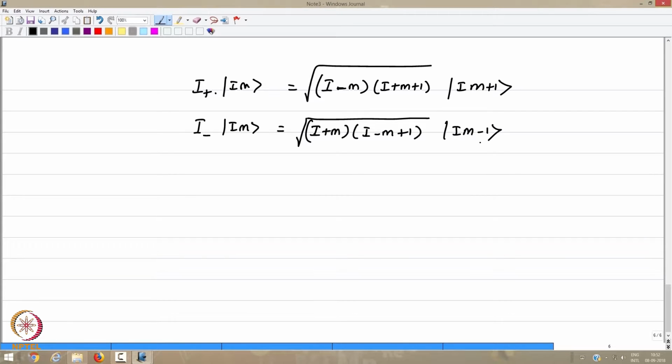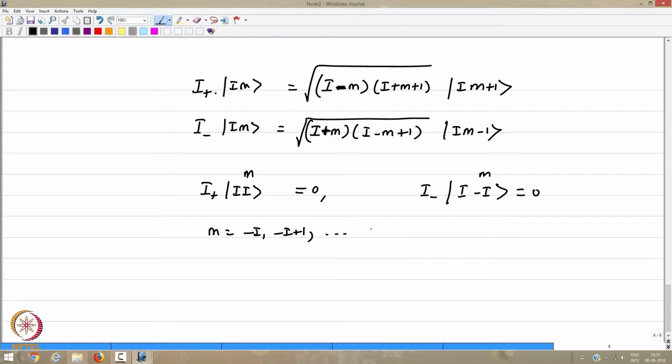One way to remember this combination, whether it is a plus or minus in the first term, is to recall the fact that I plus on I, the highest state, is 0, and I minus on the lowest state, I minus I, is 0. These are the m values. So, m takes the value minus I, plus 1, up to I minus 1, I. This is what you had.